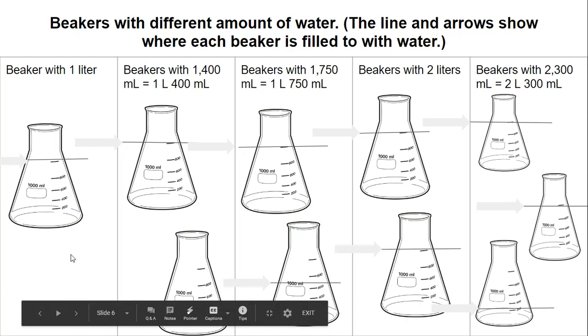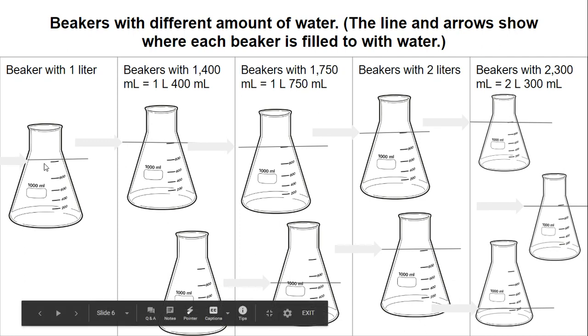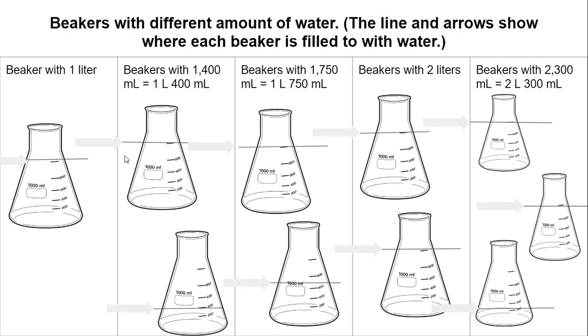I've given this chart just to show what it looks like in picture form. Each beaker has a different amount of water in it, where the line and the arrow show where each beaker is filled to. The first beaker shows where 1 liter would be, which equals 1,000 milliliters. In the second picture, 1 beaker is filled to the liter line right here, and the second beaker is only filled to the 400 milliliter. Together, they would equal 1,400 milliliters or 1 liter, 400 milliliters.